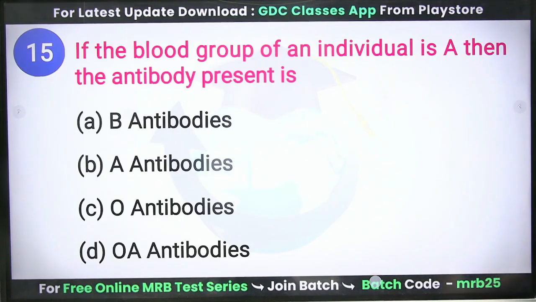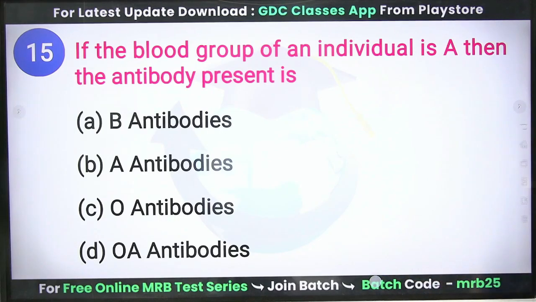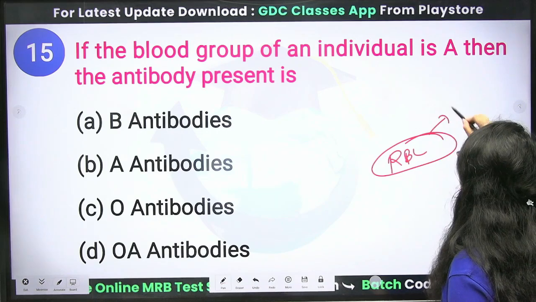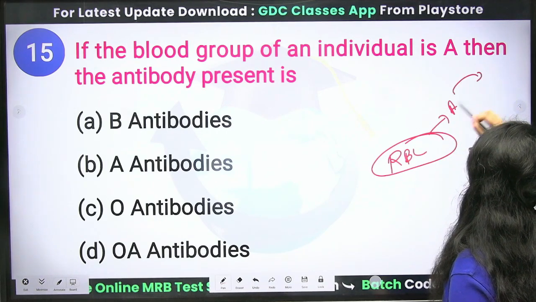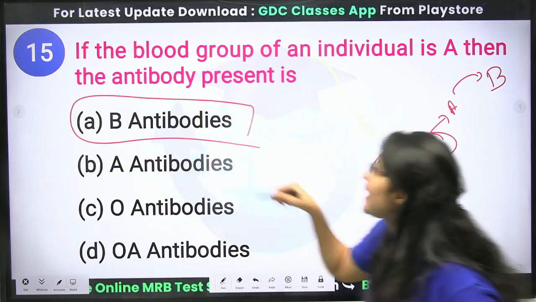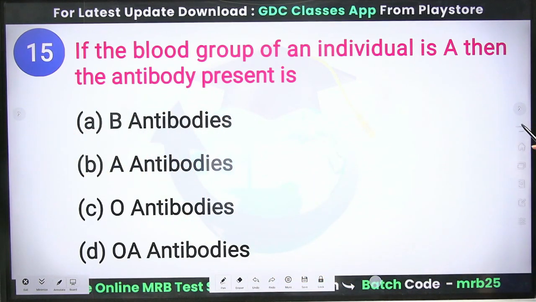Next question. If the blood group of an individual is A, then the antibody present is, okay, if your RBC has antigen A, then the antibody produced will be B. So what will be the correct answer? That is B. Clear? Okay. Next question.